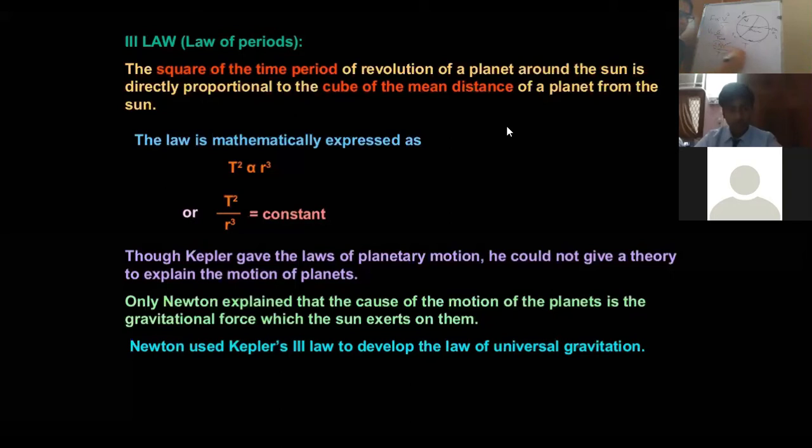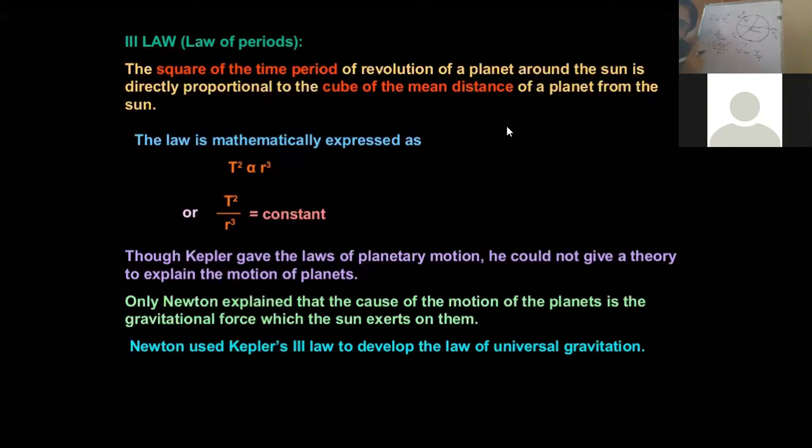So we can say that V is directly proportional to R upon T. Am I right? Because 2 pi is a constant, in order to remove the sign of equality we always introduce proportionality. Now squaring both the sides.